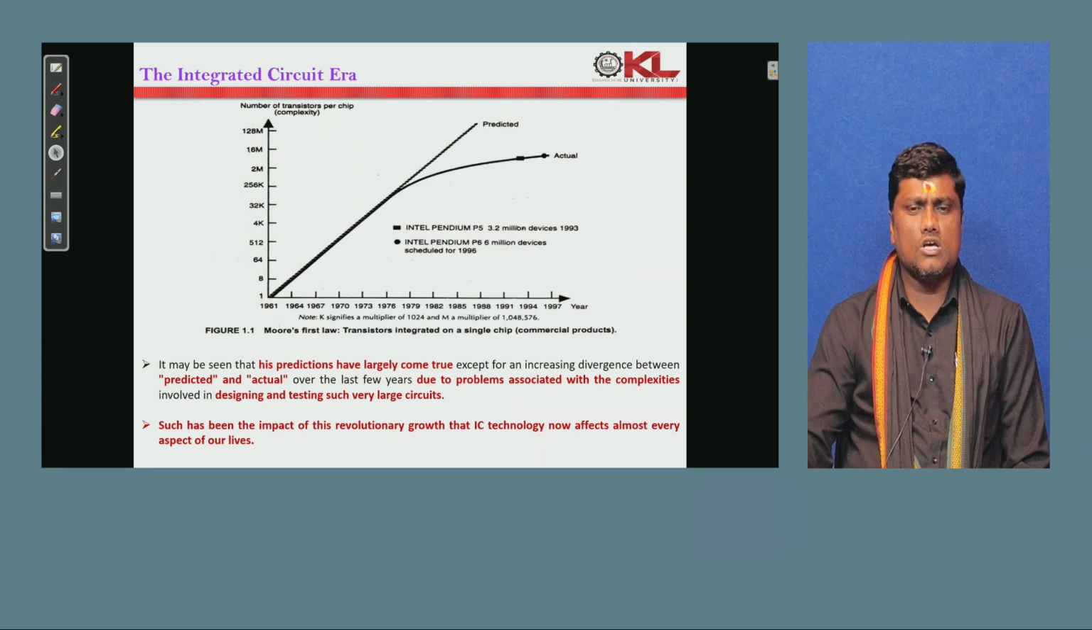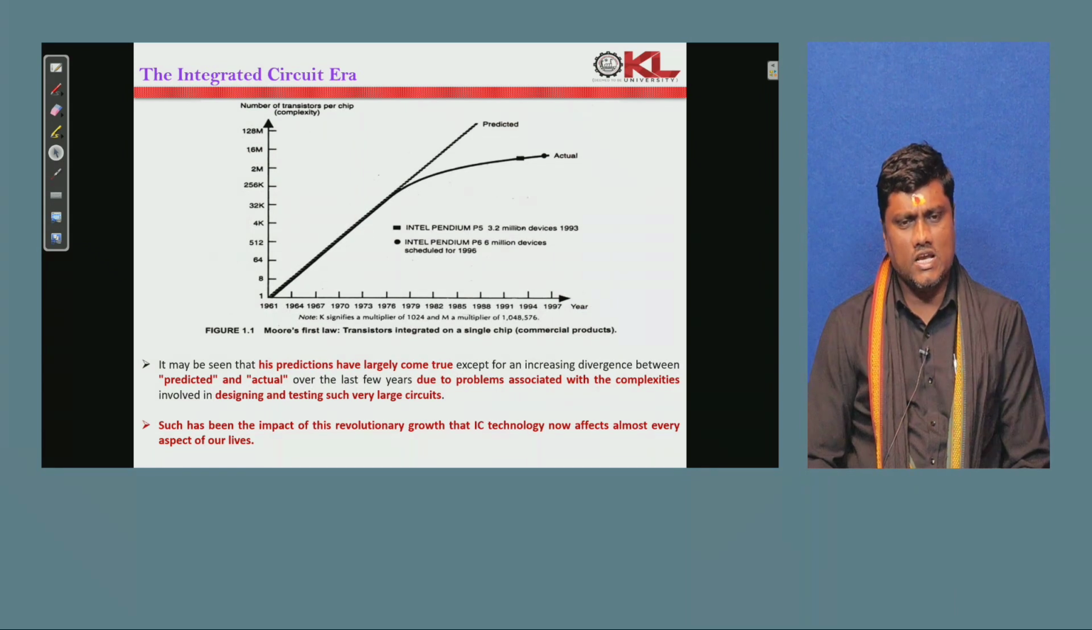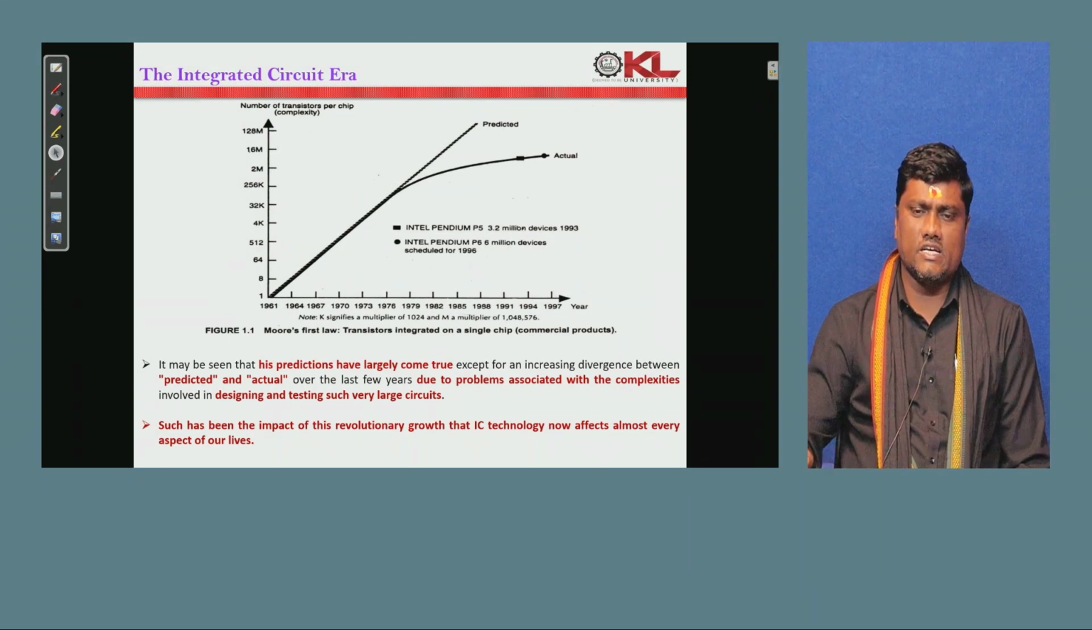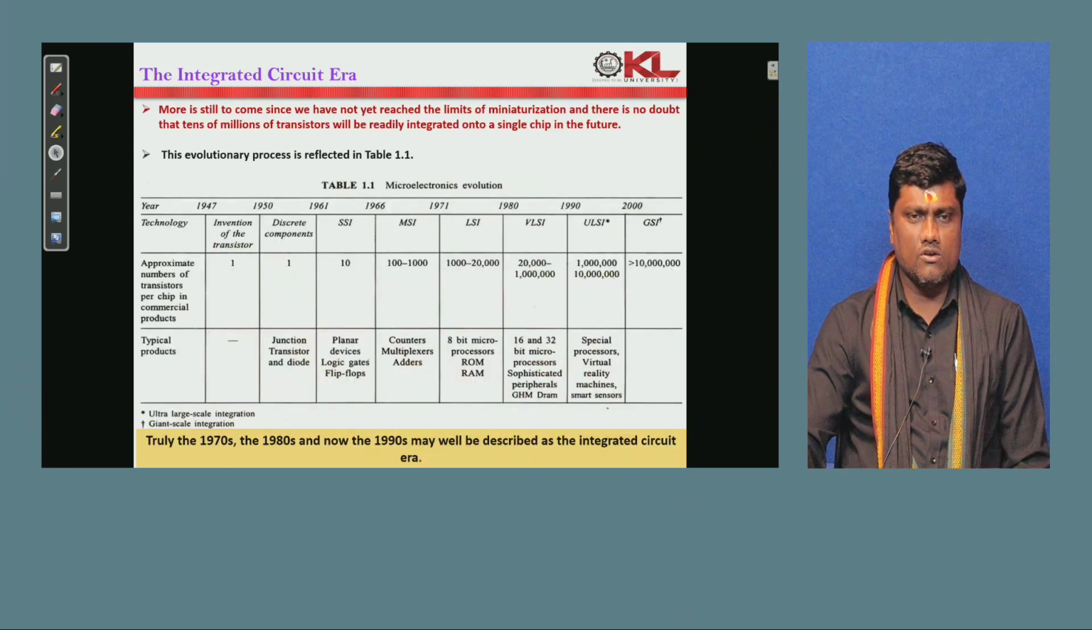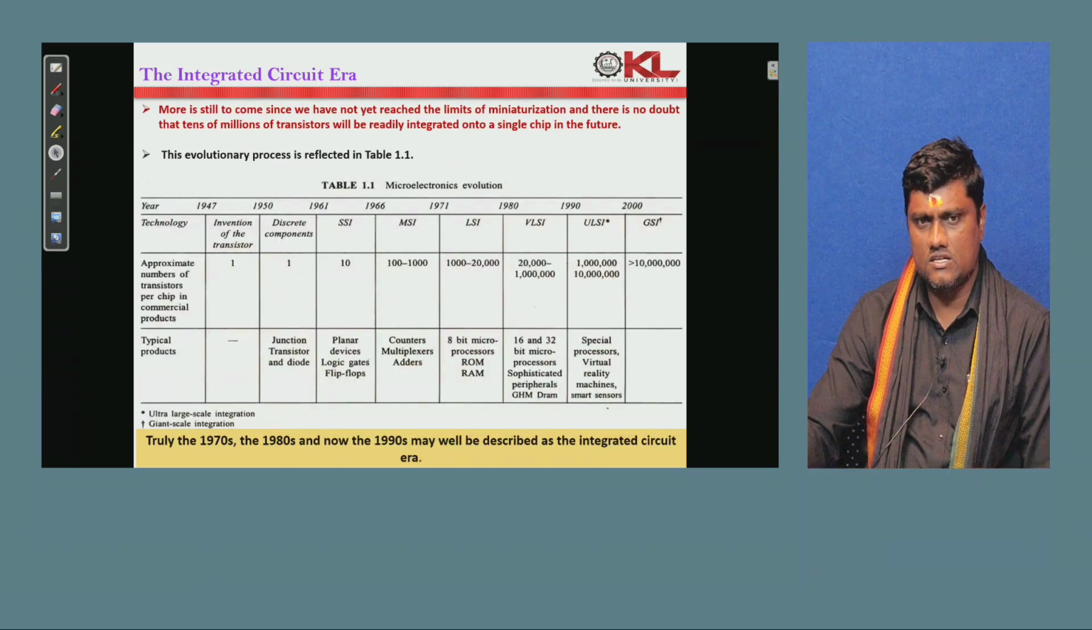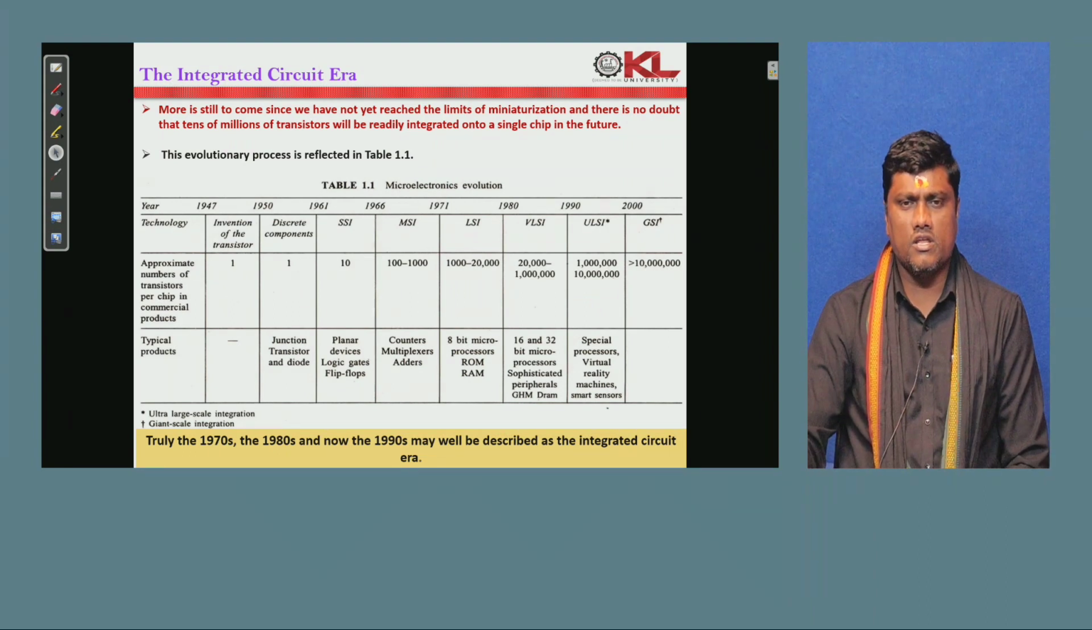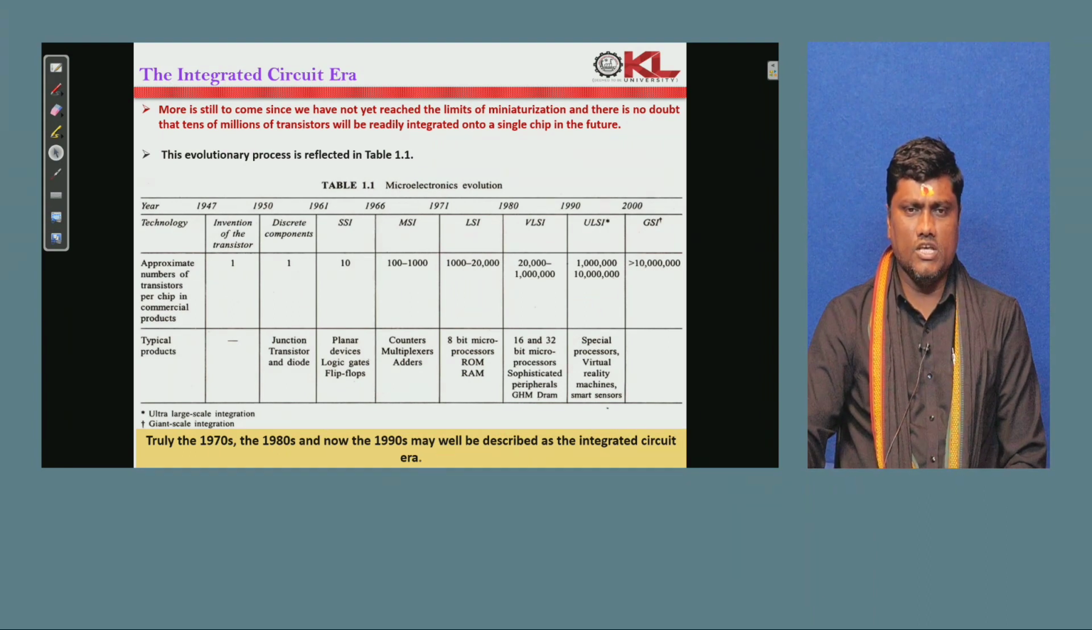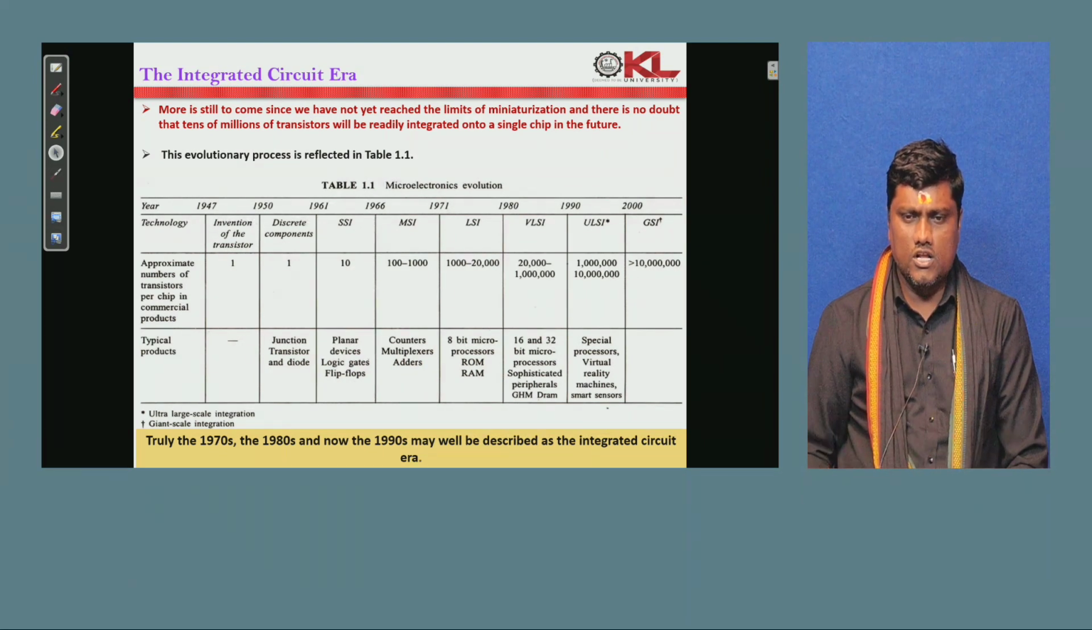Due to the problems associated with the complexity, design and testing of very large scale circuits, some deviations from this prediction have happened. There has been revolutionary growth for IC technology, which we can see in almost every aspect of our life. And this is the table which summarizes the microelectronic evolution: how it has come from the invention of the transistor and the production of the integrated circuit, how ICs have been classified by their evolution, and what we are utilizing ICs for in our regular life today.